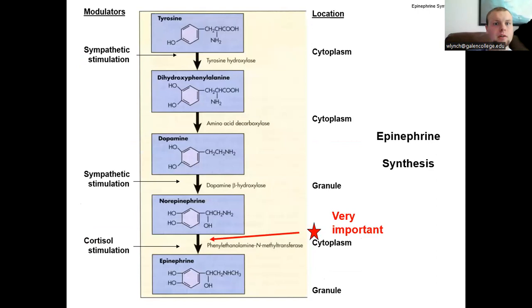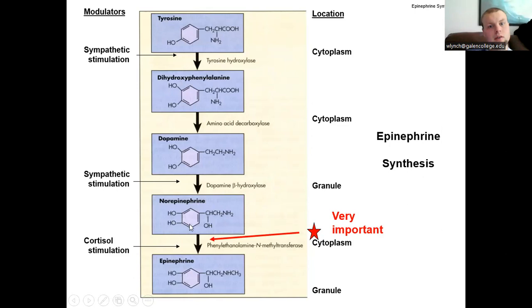All right, synthesis of epinephrine. Again, this is an amine hormone synthesized from tyrosine. Epinephrine is going to be stimulated to be made because of tyrosine differentiation. So sympathetic stimulation is going to lead to the conversion of tyrosine into dihydroxyphenylalanine. This is through the tyrosine hydroxylase enzyme. Next, we take that dihydroxyphenylalanine and convert it to dopamine through the aromatic amino acid decarboxylase enzyme. Dopamine is then going to be converted to norepinephrine by dopamine beta hydroxylase.